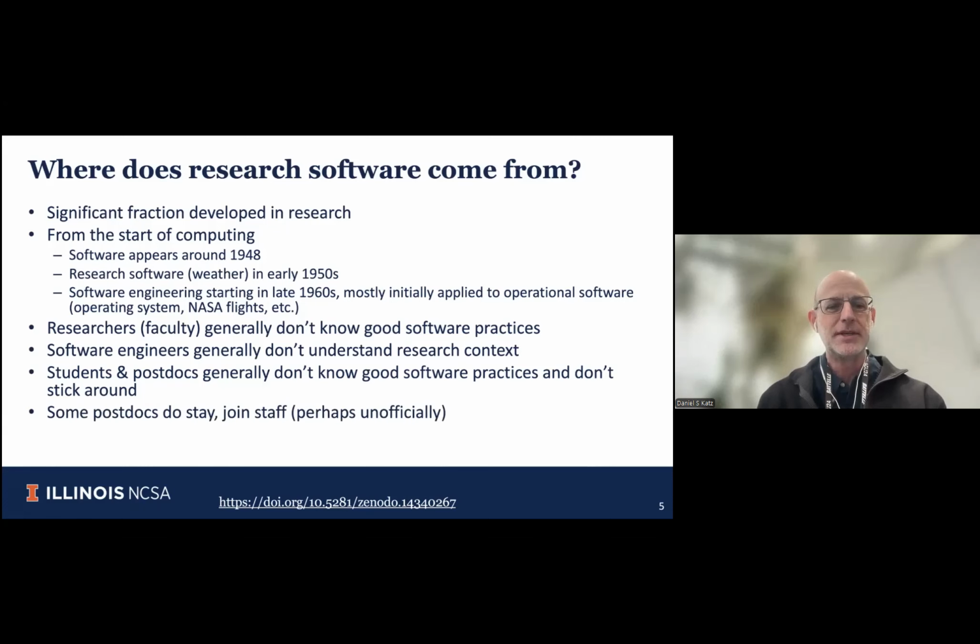But some of them do stay, and they might join the staff of an institution, whether that's a university or a national lab, or even the research lab in a company. They may join the staff unofficially. They may not have a title as a permanent staff member. Their title might be postdoc for a long, long time. But they may actually have a permanent position as well. And again, I'll talk about research software engineers in the second part of this.